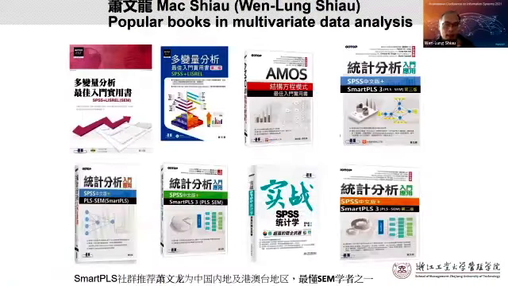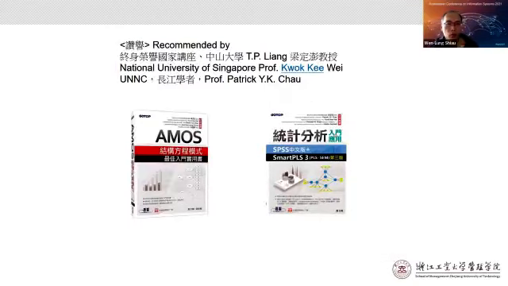And those are the books related to today's topic. I published many on multivariate data analysis, so I noticed many things there. And the 2 books are very popular right now and recommended by T.P. Liang, and by WKK and Patrick Chau.